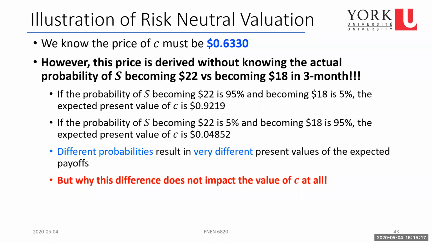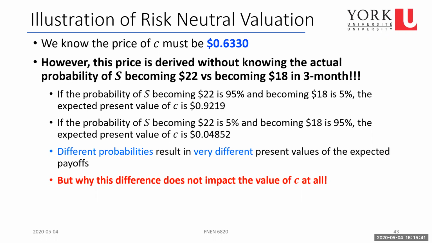Hello, class. Welcome back. Last time we took a very simple example, and in that example, we calculated that the asset C must have a value of $0.633 currently. Well, there's actually one strange thing in that calculation.